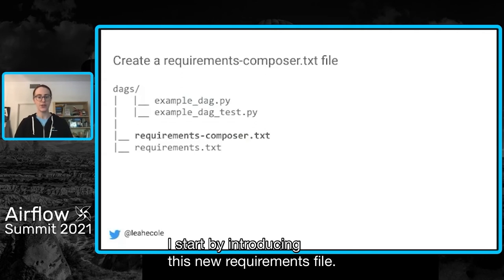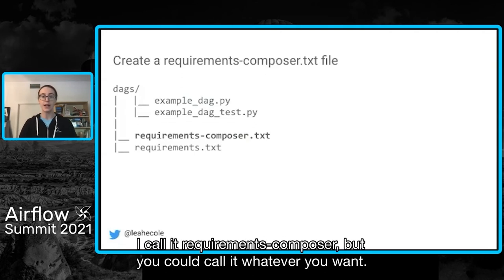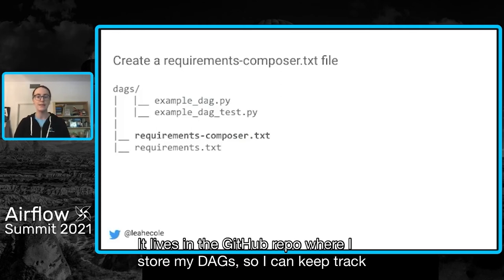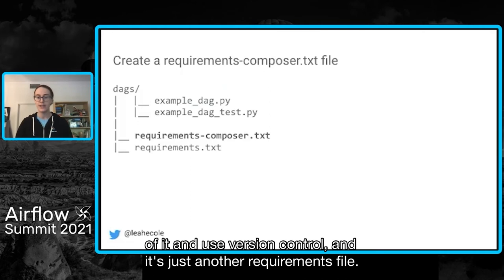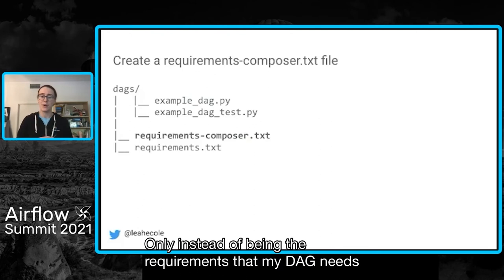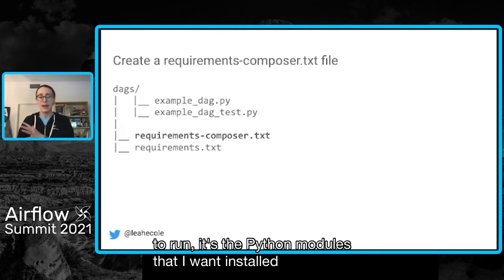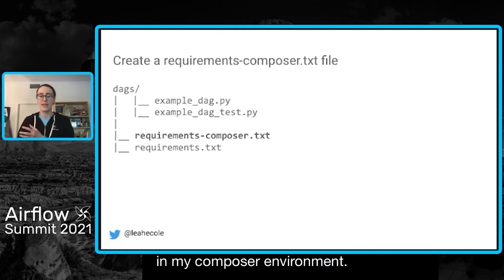I start by introducing this new requirements file. I call it requirements-composer, but you could call it whatever you want. It lives in the GitHub repo where I store my DAGs so I can keep track of it and use version control. And it's just another requirements file, only instead of being the requirements that my DAG needs to run, it's the Python modules that I want installed in my Composer environment.